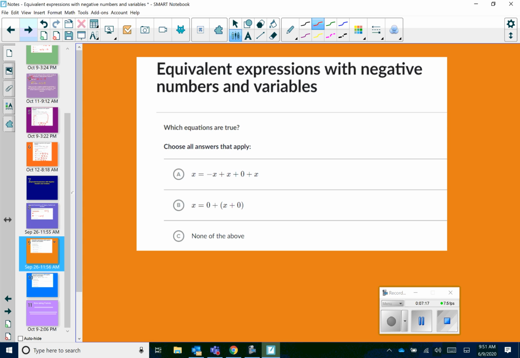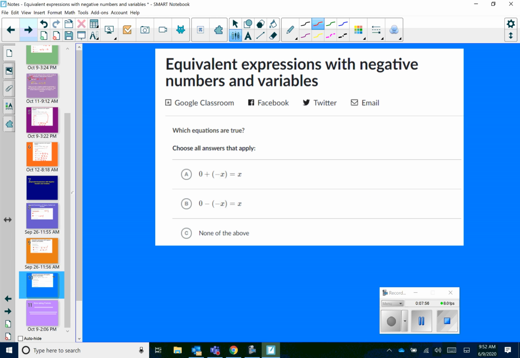Let's try the next one. Which equations are true? Well, take a look at your first one. Notice that I've got a negative x and a positive x, which functions the same as a negative 5 and a positive 5. And when we have opposites, they always combine to equal 0. So these would basically just cancel each other out, leaving us with x plus 0 or just x. So that one's true. Same thing here, 0 plus 0 is 0. So that would also leave you with basically just x equals x. So in this case, both A and B would be correct answers.